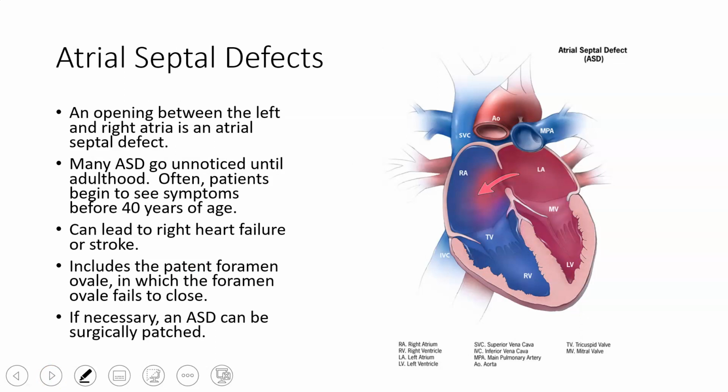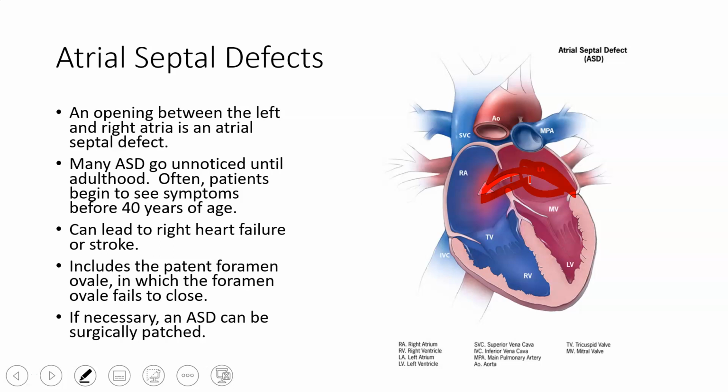An atrial septal defect, something like a patent foramen ovale, where the foramen ovale does not close, is an opening between the left and the right atria. Again, this is a non-cyanotic defect. The left side of the heart is stronger than the right side of the heart, so high oxygen blood gets shoved back over here. Now, this can cause right heart failure. It can cause stroke eventually.